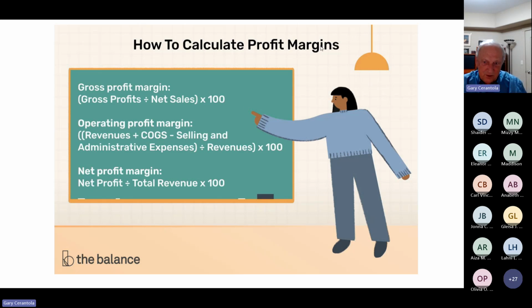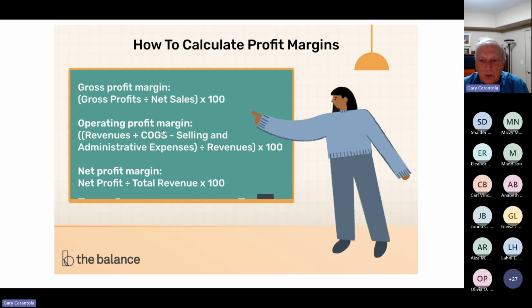Well, there's different types of profit margins, right? There's gross profit margins. So you take your gross profit, you divide it by your net sales, and times 100, and that'll give you gross profit margin. So margin is the percentage ratio of what your profits are to your revenues. Basically, that's what it's all about.